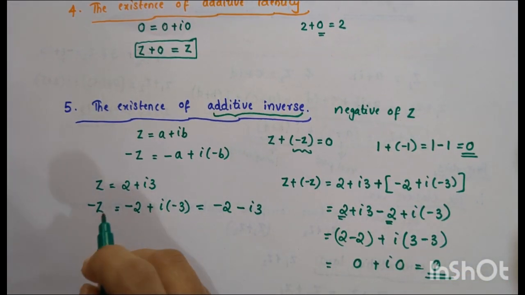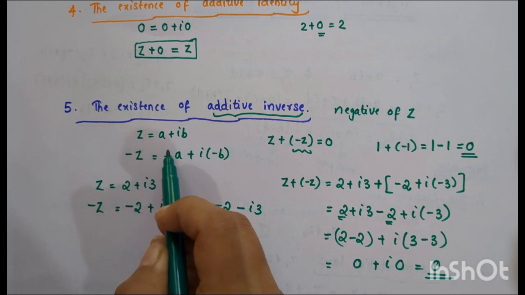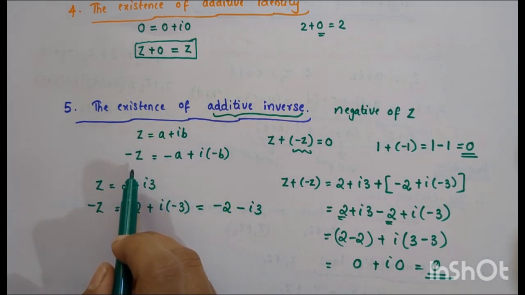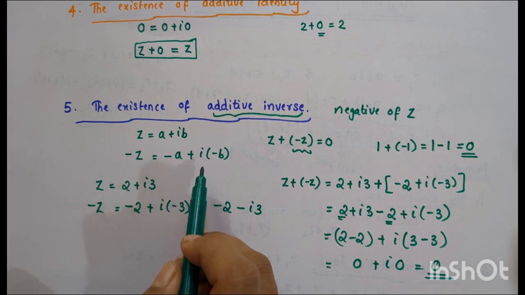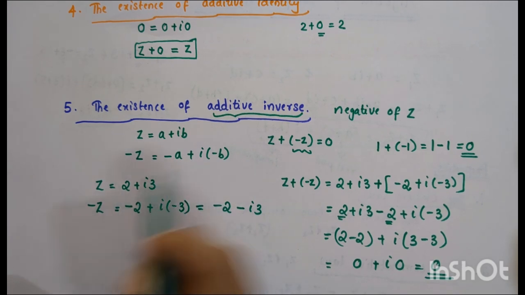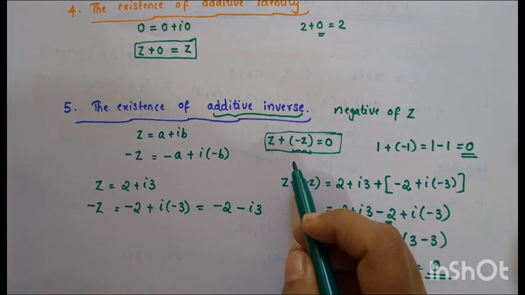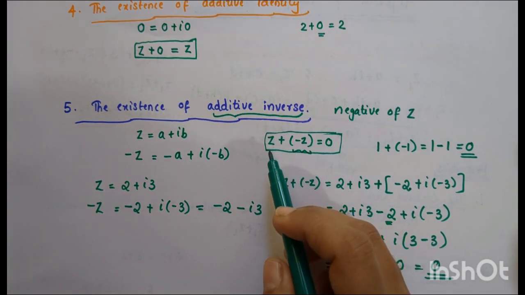Okay, that is, to every complex number z is equal to a plus ib, there is a complex number minus z, which is equal to minus a plus i into minus b, and z plus minus z is equal to 0, and this minus z is called the additive inverse of z.